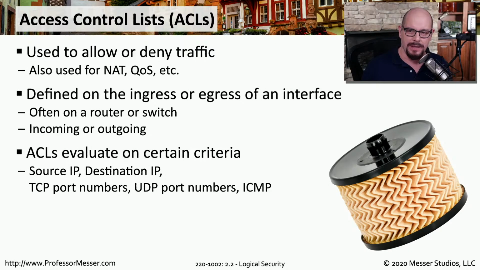There's certain criteria you can apply to an access control list. They can be IP addresses in the source or destination side. It could be port numbers. It could be different types of protocols like ICMP.